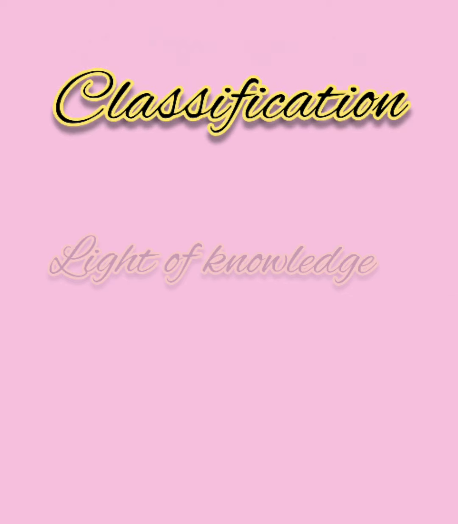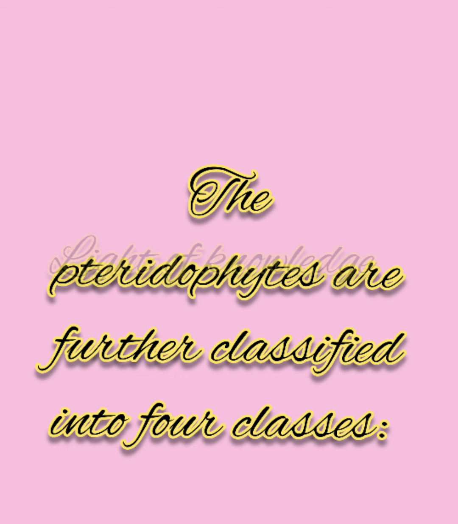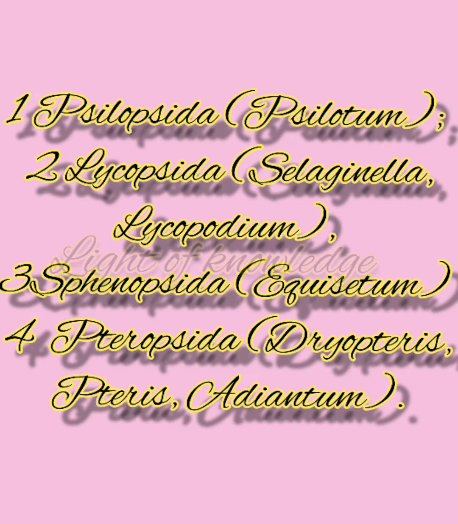Classification of pteridophytes. The pteridophytes are further classified into four classes. Number one, Psilopsida, example is Psilotum. Number two, Lycopsida, its examples are Selaginella and Lycopodium. Third is Sphenopsida, its example is Equisetum. And fourth class is Pteropsida, its examples are Dryopteris and Pteris.